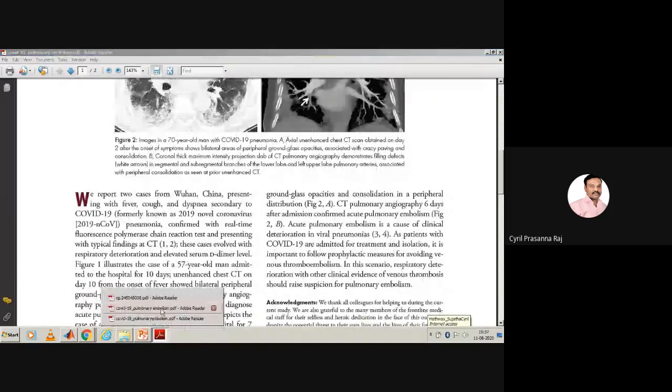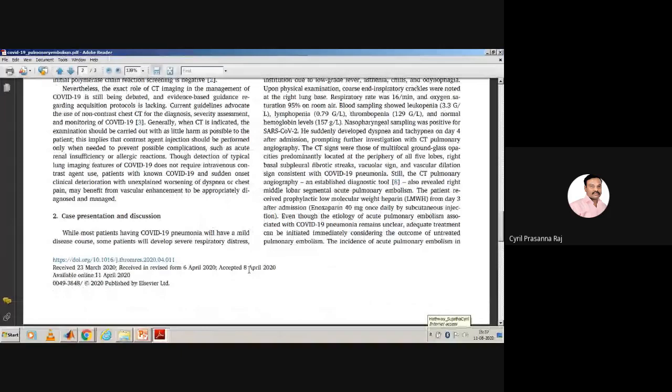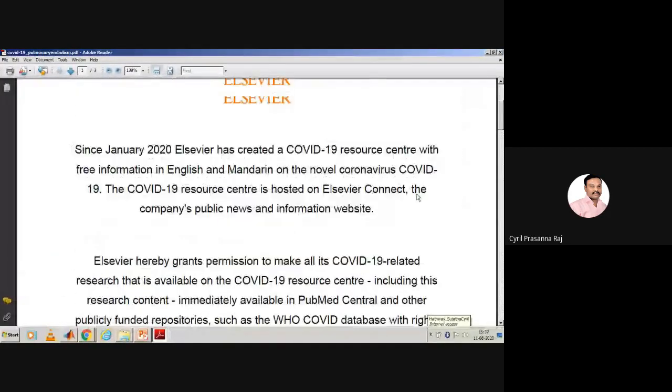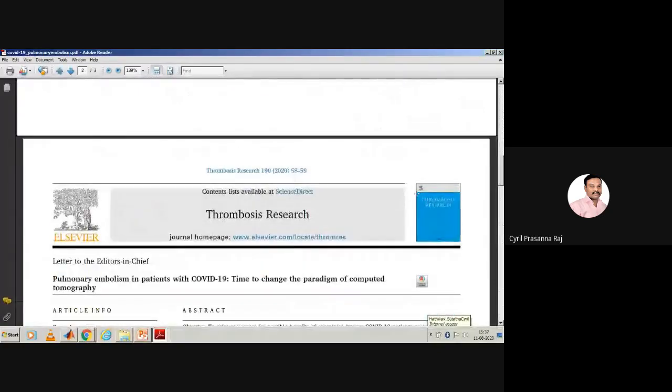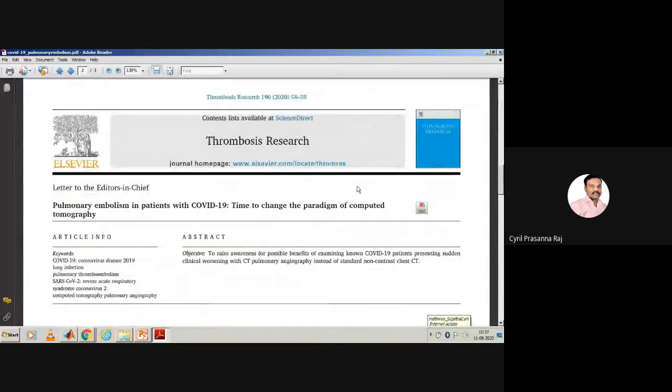Then there is another paper. This is another paper that was published in April 2020. So it's a very recent publication. The article is all about pulmonary embolism in patients with COVID-19: time to change the paradigm of computed tomography, that is CT imaging.